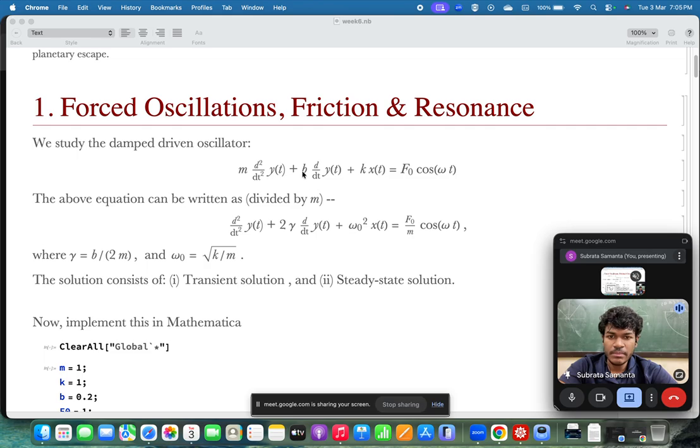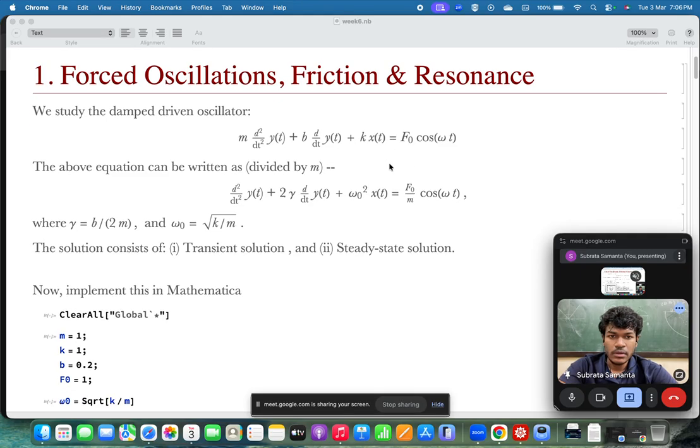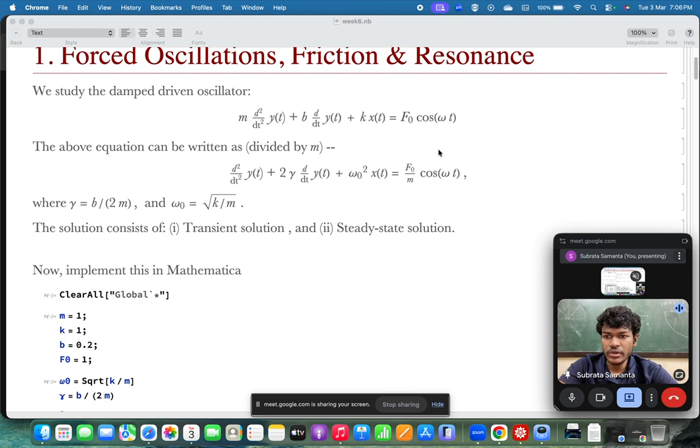So there is a damping term, the second term, and the right hand side is the driving term. Here we choose cos omega t, a sinusoidal driving term. Periodically we apply this force. The above equation can also be written differently.